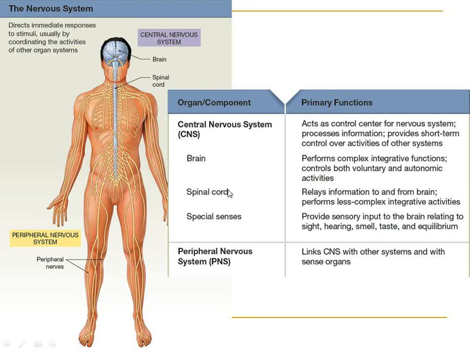And we have got another part of the central nervous system, that is the spinal cord. This spinal cord is the relay station for the passage of information to the brain. And there is another part, that is the special senses like eyes, ear, nose, tongue and skin. They have the activities or roles like sight, hearing, smell, taste and equilibrium.